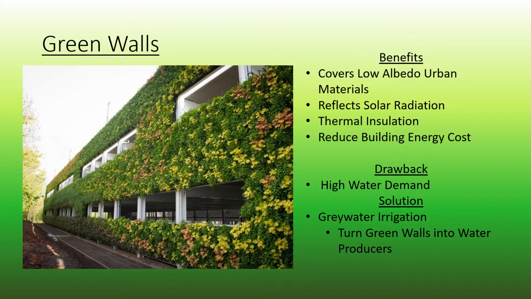A strategy local businesses can employ is the installation of green walls. Green walls will cover low albedo urban building materials with beautiful lush vegetation. This wall acts as a barrier by insulating the building and reflecting solar radiation. Water demands can be high to maintain these walls, but innovative, sustainable technologies such as gray water irrigation systems can turn these water consumers to producers because of the evapotranspiration process, which makes the benefits outweigh the cost.